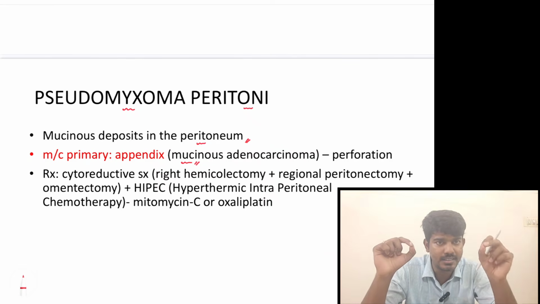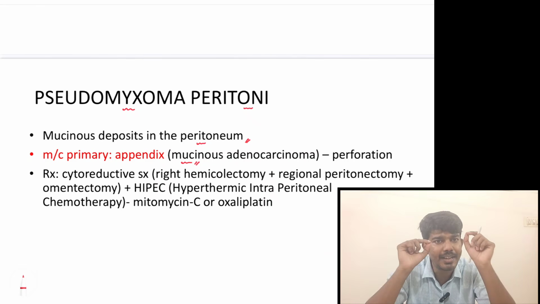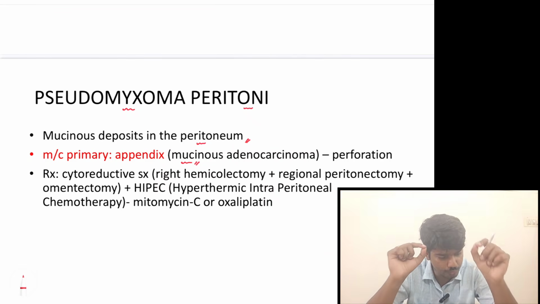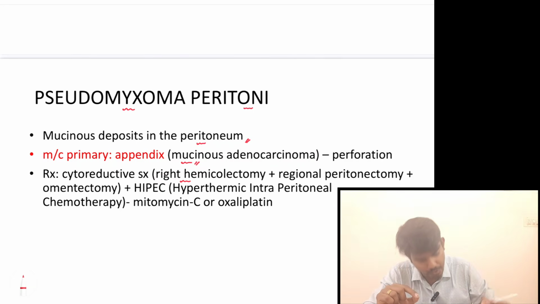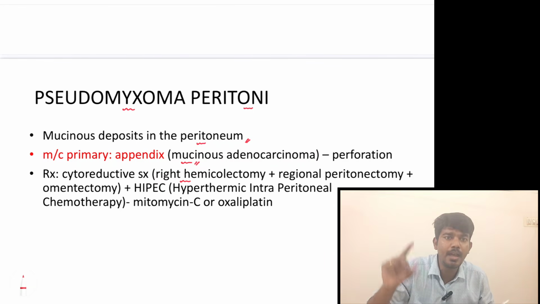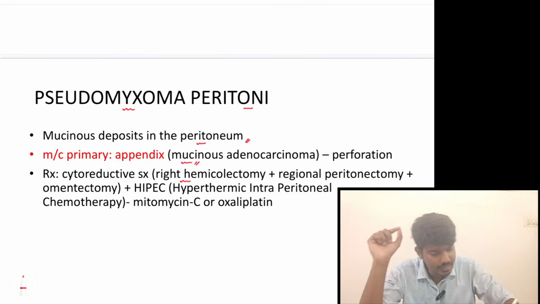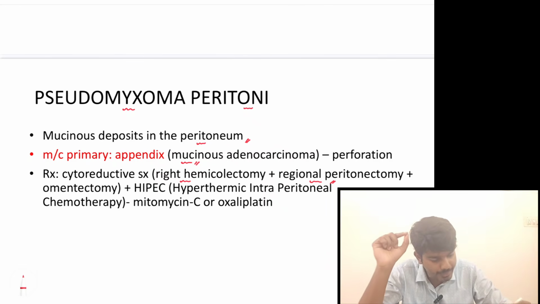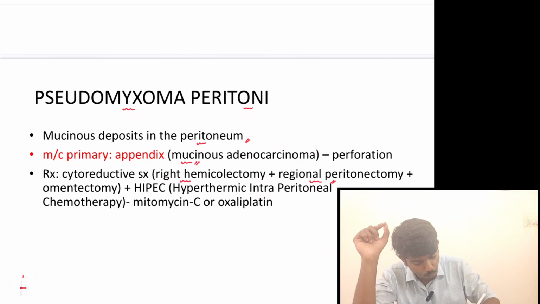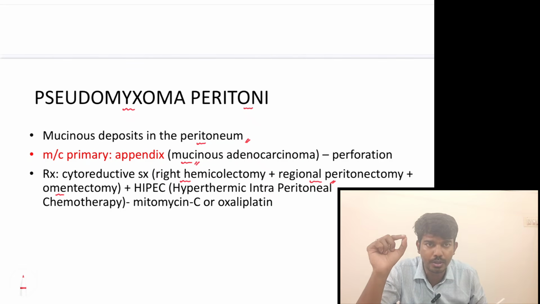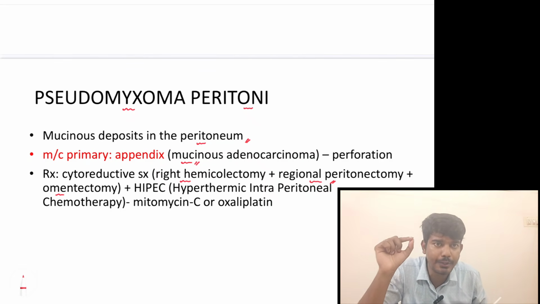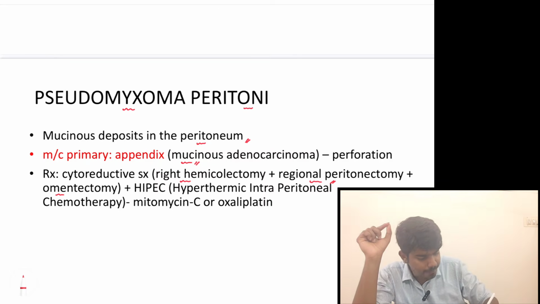How are we going to manage? We are going to manage with cytoreductive surgery. We are going to do a right hemicolectomy. We are also going to remove the peritoneum that has these mucinous deposits, a regional peritonectomy is done, and the omentum that is involved is also removed. We remove everything. That is the cytoreductive surgery, followed by HIPEC.